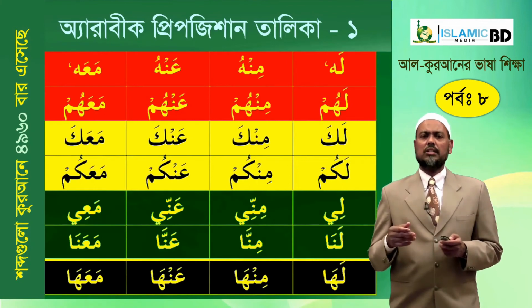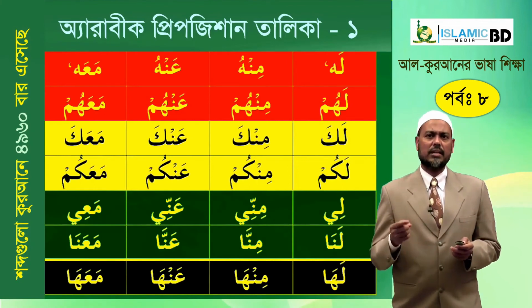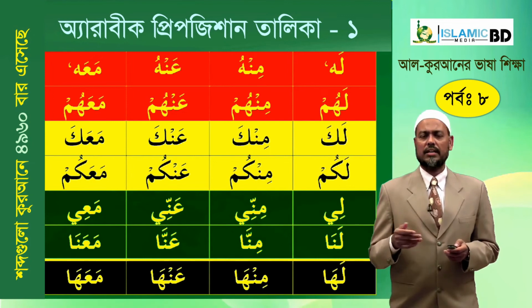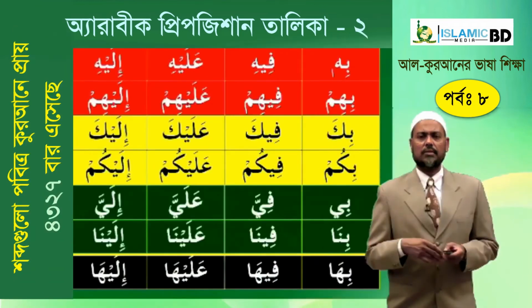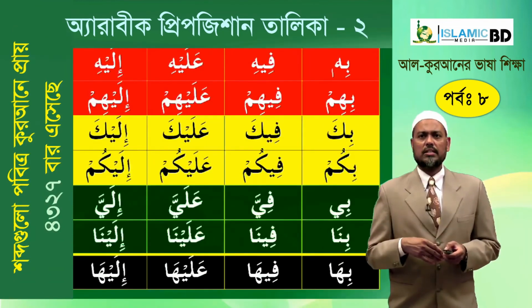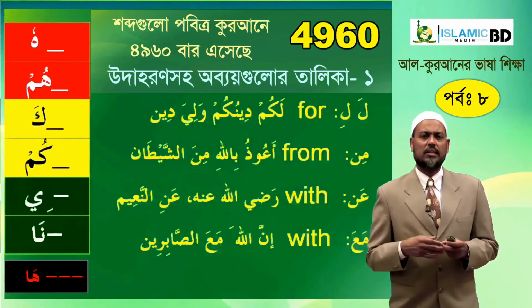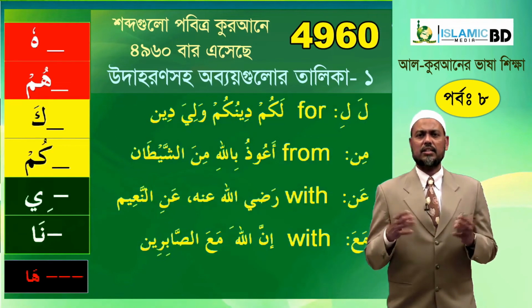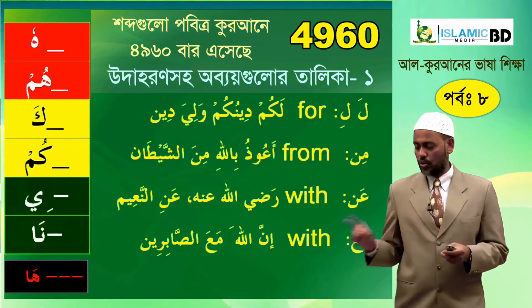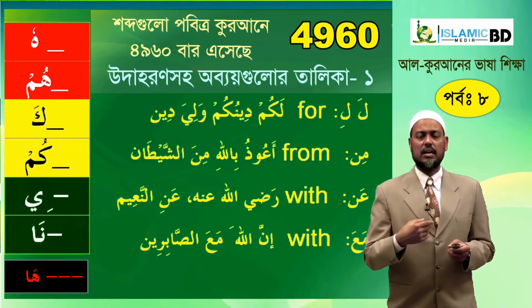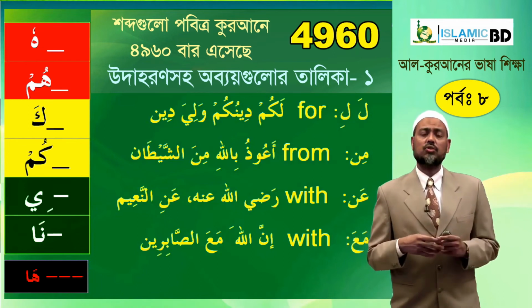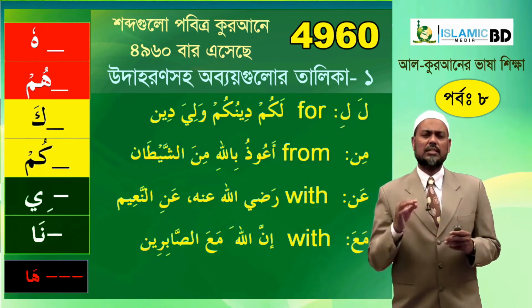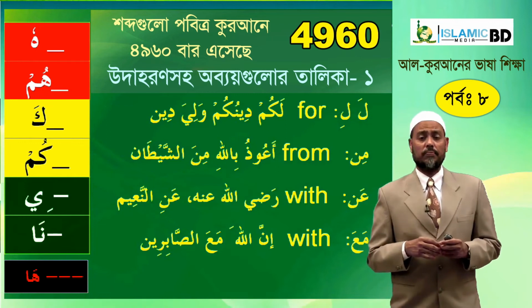And we have learned different letters like la, min, an, ma'a, bi, fi, ala, and ila. So let us just revise these letters because they are very important. These 8 letters have come in the Quran with hu, hum, ka, kum, i, na, and ha almost 10,000 times. So let us learn it thoroughly.